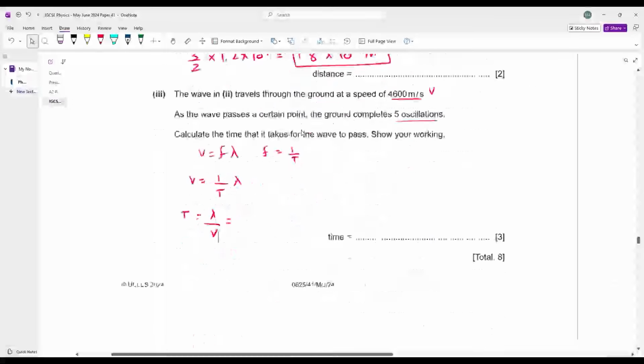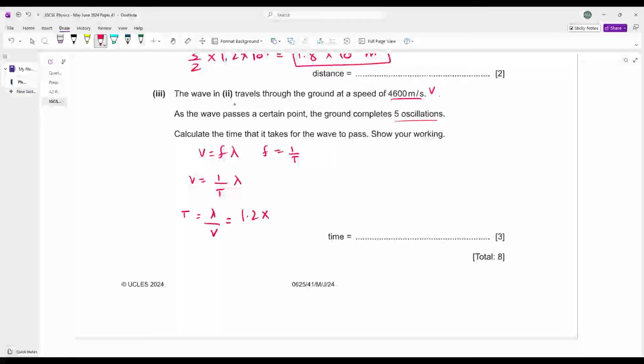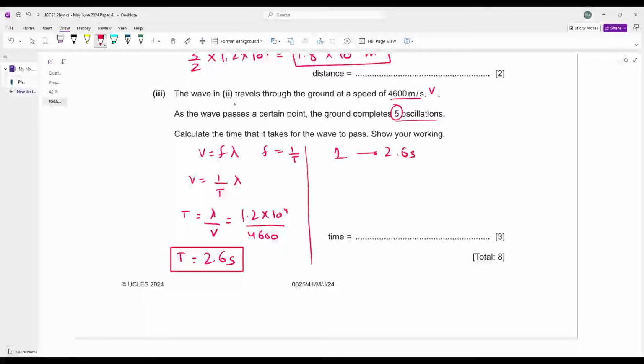Wavelength की value क्या है बेटा? 1.2 into 10 raised to the power of 4. What is your velocity? 4600. Can you calculate the time period? Time period निकालो. 1.2 into 10 raised to the power of 4 divided by 4600. Time period comes out to be 2.6 seconds. This is the time taken for one oscillation. You have to calculate the time for 5 oscillations. अगर one oscillation 2.6 seconds में हो रही है, 5 oscillations x seconds में होंगी, 5 into 2.6. Your answer comes out to be 13 seconds, your total time.